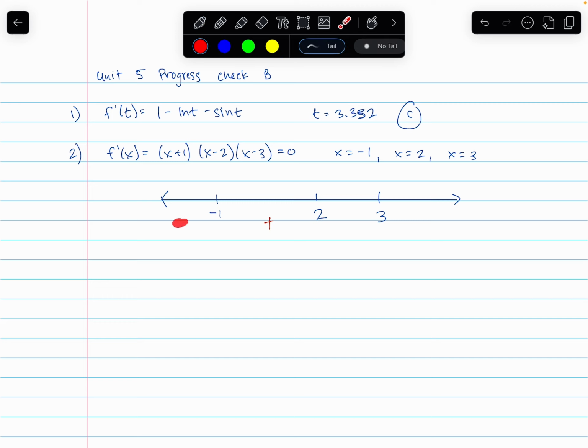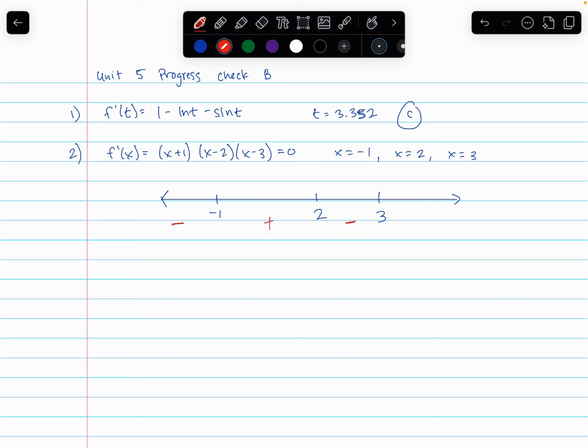So we can plug in negative 2. Negative 2 would make this negative, so I'll keep track. If I plug in negative 2 here, that's going to make it negative. If I plug in negative 2 here, still negative. So altogether, f prime will be negative to the left of negative 1. We can plug in 2.5. If I plug in 2.5 here, that's going to be positive, here positive, and here negative. So altogether, it's going to be negative.